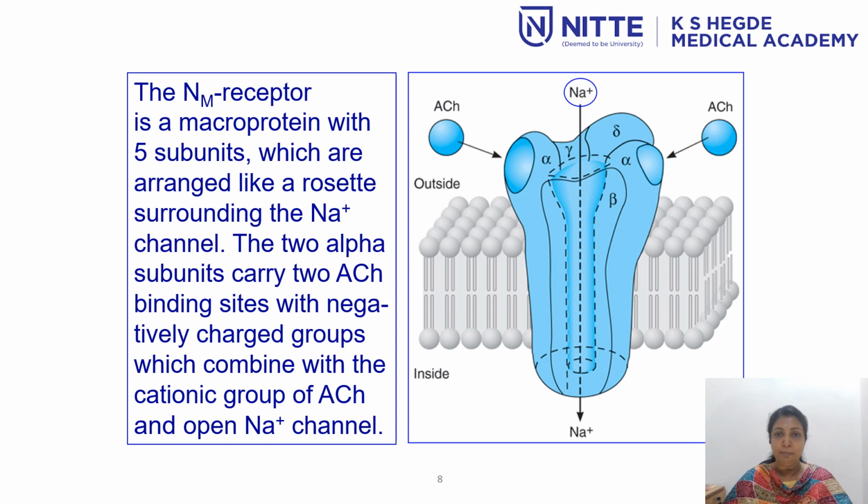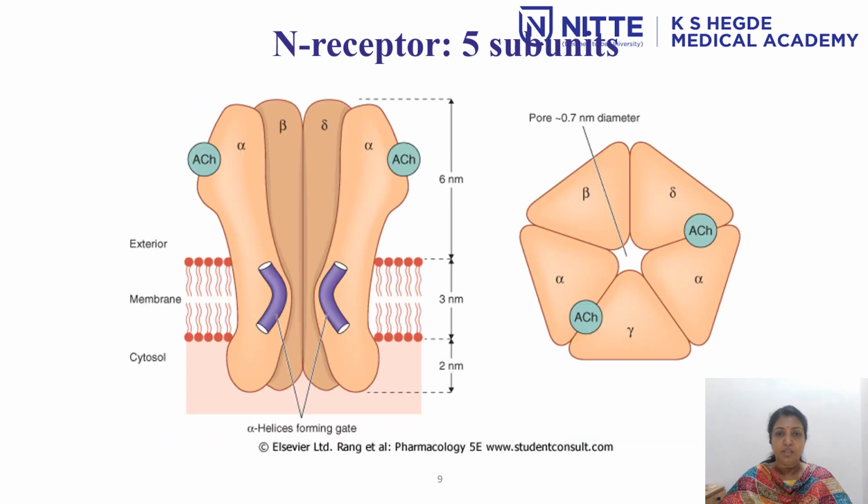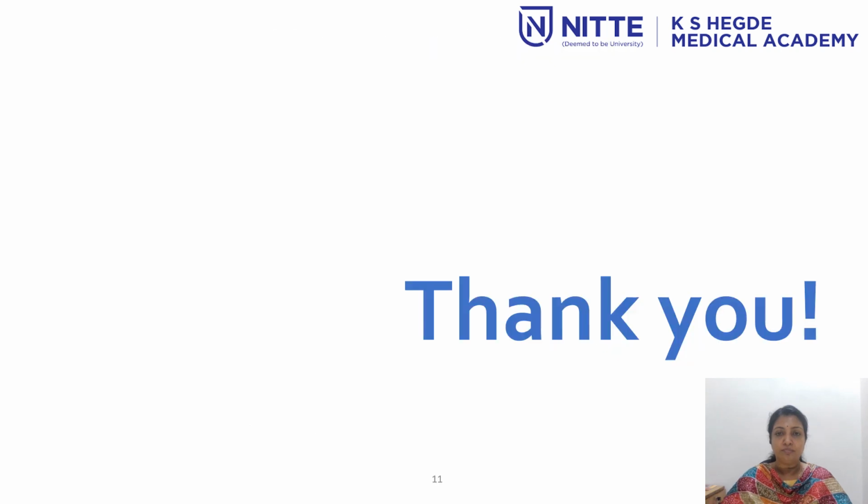Once acetylcholine binds to this alpha subunit, the rosette opens up, leading to the influx of sodium, which produces depolarization. Here you can see the different subunits, and on the alpha subunit, the acetylcholine binding site, and here you can see the pore, which when opened leads to the influx of sodium. So with that, we come to the end of the cholinergic receptors. Thank you.